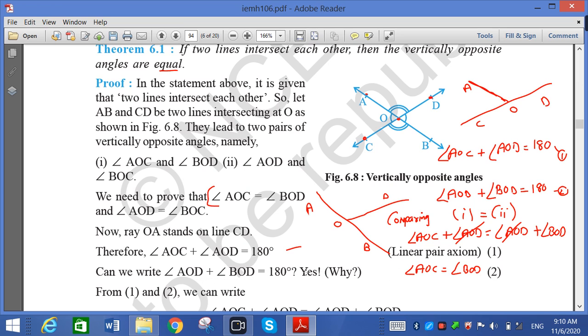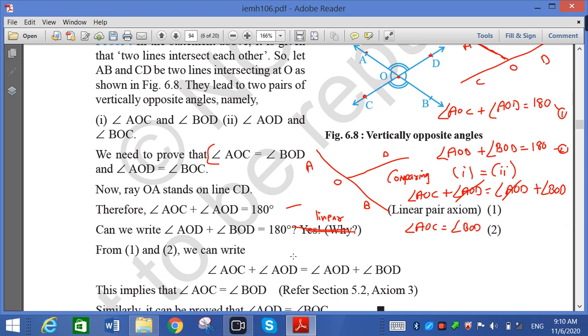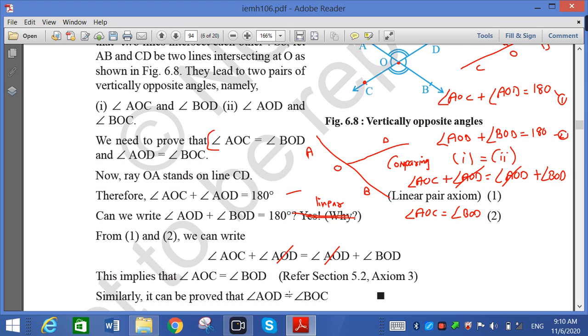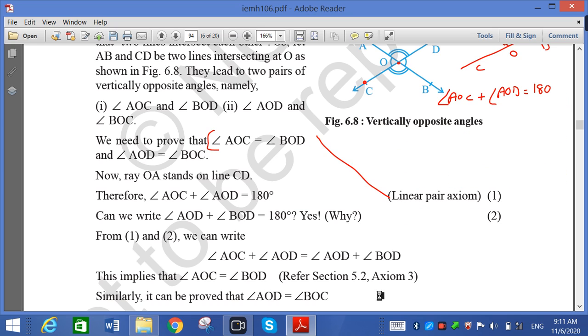Here we have the linear pair axiom. Now comparing 1 and 2, AOD cut. Say AOC equal to BOD. Same way we can prove the other. When you prove the theorem, put the symbol like that. So in your fair book you have to write theorem 6.1.